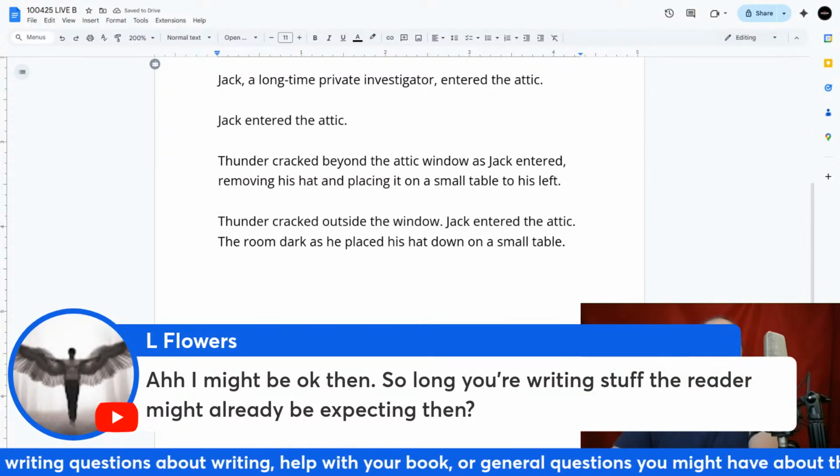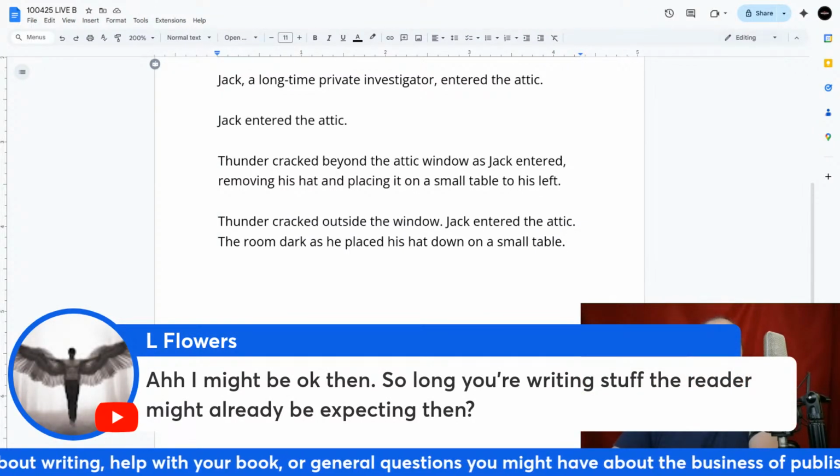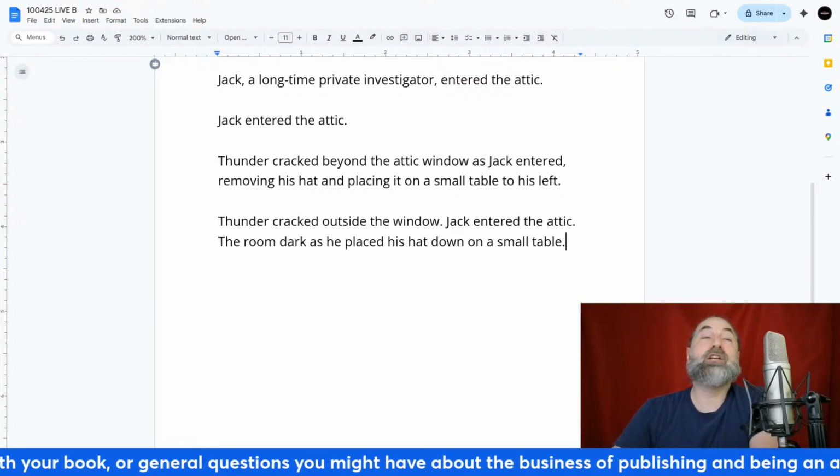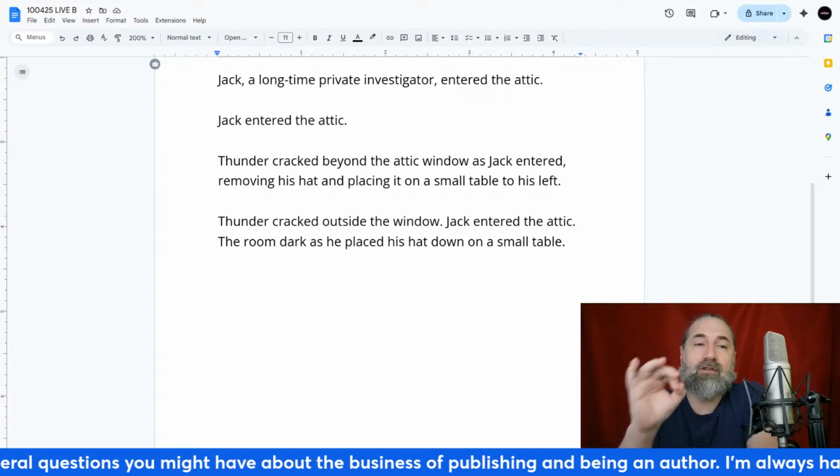I might be okay then. So long as you're writing stuff the reader might already be expecting, then. That is a really good perception. That's really great perception there, Flowers.